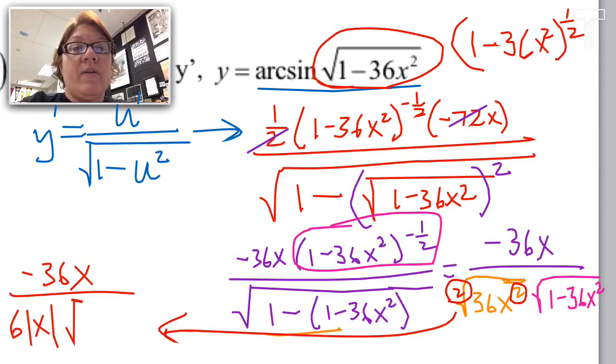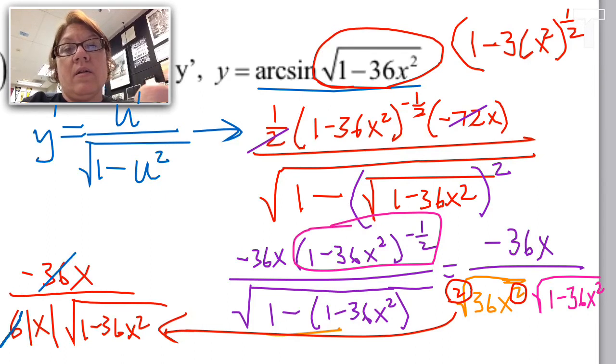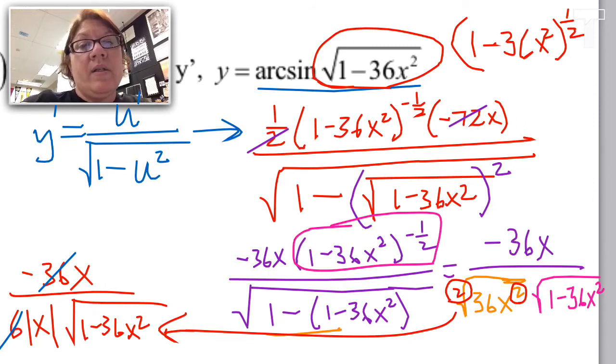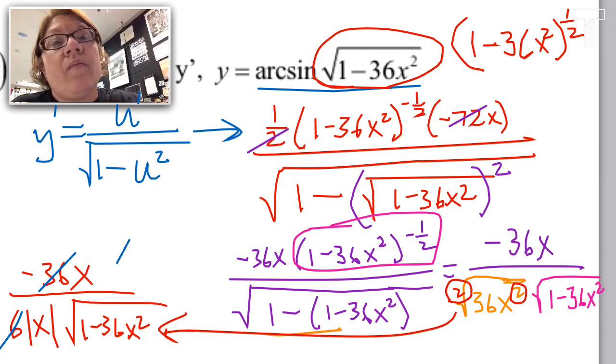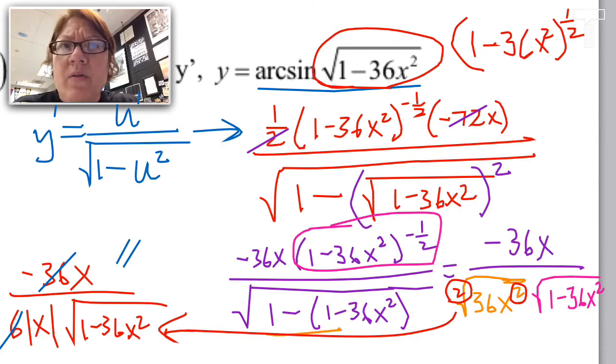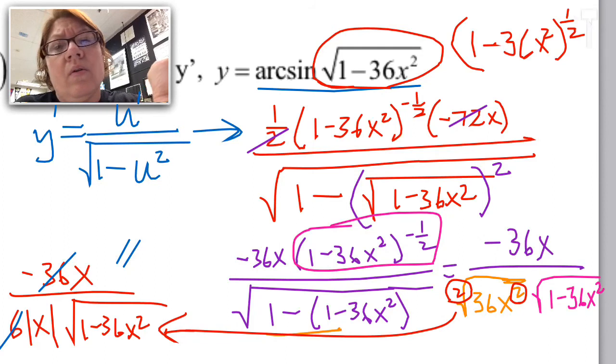And then I still have my square root of 1 minus 36x squared, and then I can do some simplifying. Oh, as a matter of fact, nope, I can't cancel the x's. I was thinking that I could, but one's inside the absolute value, so I don't know if it's positive or negative. So I'm just going to leave it there. Although, if I absolute value it, it's positive. So, yeah, those would cancel.